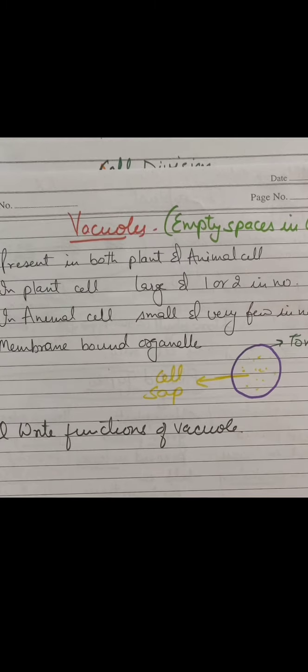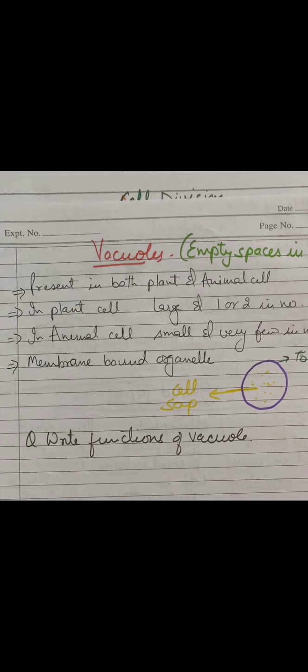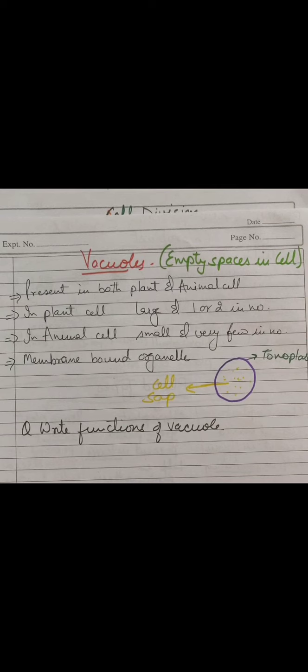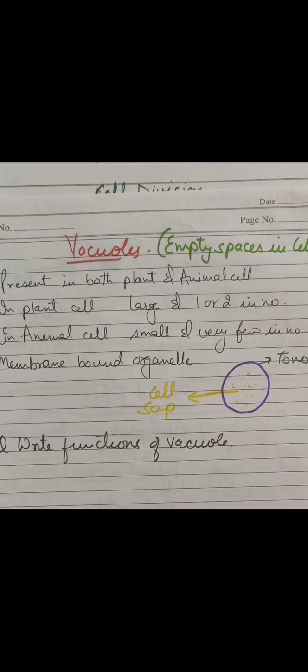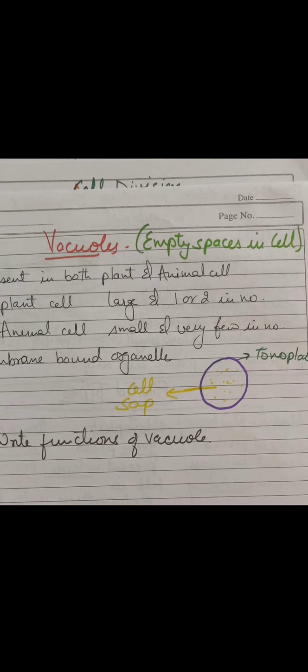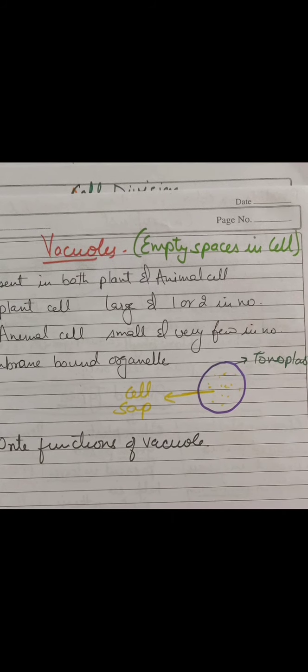This is the vacuole. You can see the vacuole. What is the meaning of that? Empty spaces within the cell. These empty spaces within the cell are present both in plants as well as in animals. In the plant cell, vacuoles are generally large in size, and one or two in number. But in the animal cell, they are small in size and very few in number. Again, it is membrane bound. It means a membrane is present around it, and this membrane is called the tonoplast.